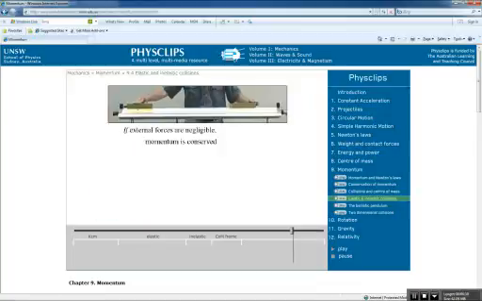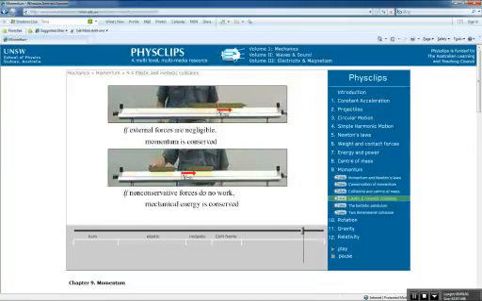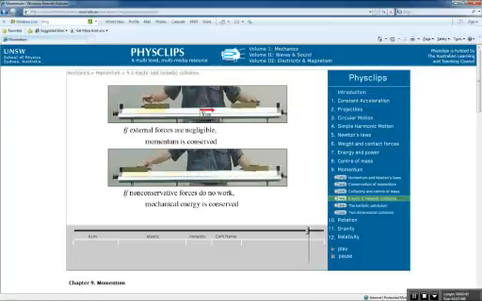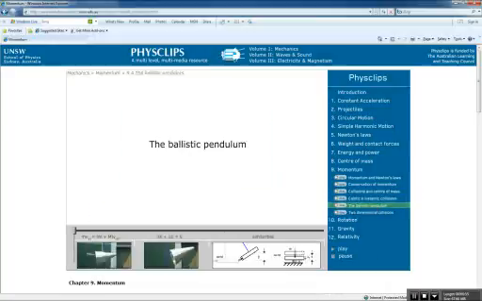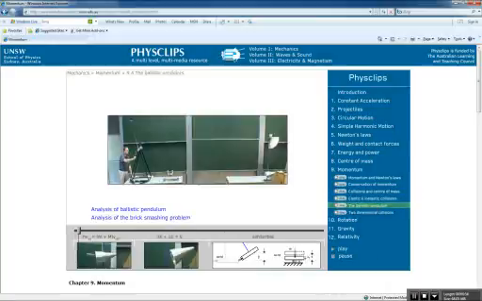So, momentum is sometimes conserved. Remember too that mechanical energy is sometimes conserved. Knowing when to use which principle is rather important. How to measure the speed of this golf ball without a high-speed camera.